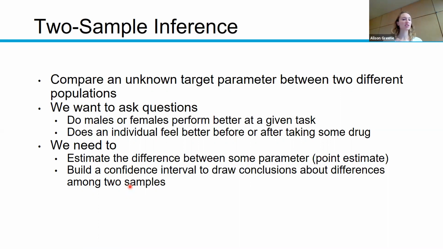The second question, does an individual feel better before or after? Because there's some inherent dependencies in the fact that it's the same person and that we're comparing before and after, that would be considered a dependent population. But in both scenarios, we want to estimate the difference between some parameter and get a point estimate, and then build a confidence interval to draw conclusions about the differences among those samples.